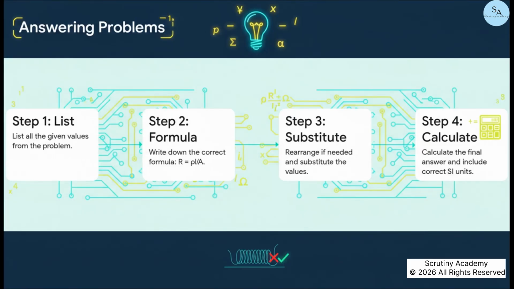And when you get a math problem, don't panic. This four-step method is your best friend. Step 1, write down every single value the question gives you. Step 2, write down the formula. Step 3, plug in your numbers, rearranging the formula first if you have to. And step 4, calculate the answer, and please don't forget to include the correct units. Following this structure will save you from making silly mistakes.